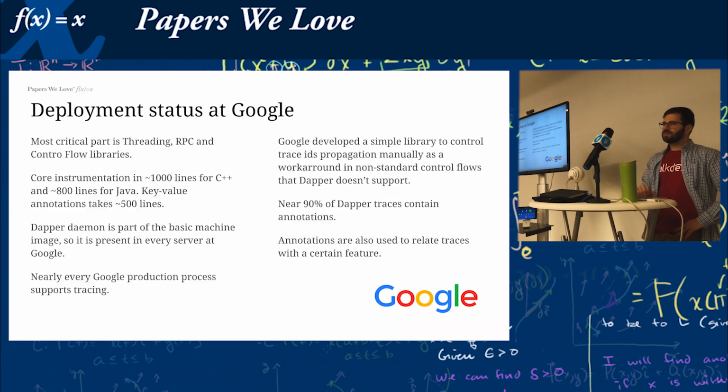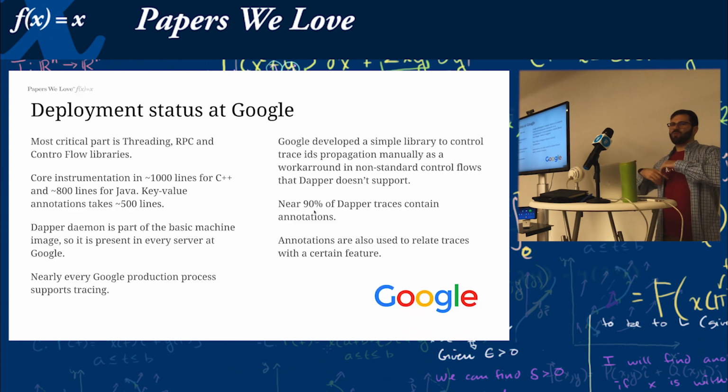They also found that the shared libs were not enough for the way they propagate IDs, so they developed a simple library to propagate the IDs manually between requests. Okay. And actually, an interesting number: 90% of Dapper traces contain annotations. So this feature is important for developers. It is actually a contradiction, right?